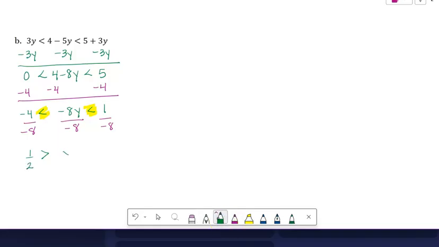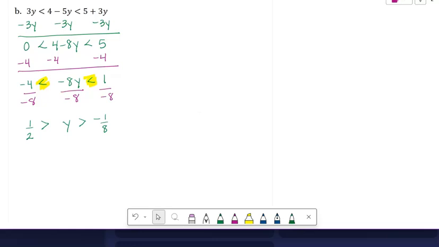In the center, I'll have y. And then on the right-hand side, I'll have switch the other inequality, and then a -1/8. This is written backwards because now the order is switched. So let's rewrite this. -1/8 is less than y is less than 1/2.